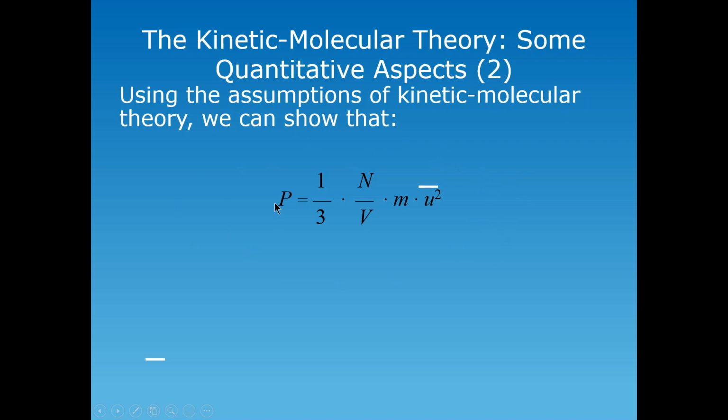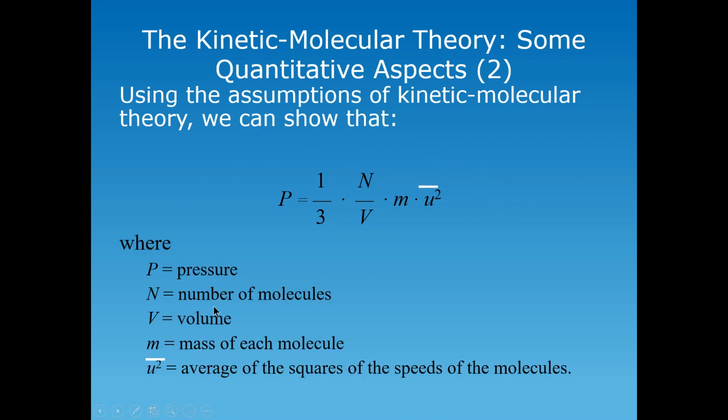The pressure of the gas will be equal to 1/3 times N over V times m times u squared bar. Now, N is the number of molecules, V would be the volume, m would be the mass of each molecule, and this here is a very important term, u squared with a bar above it. That's called the average of the squares of the speeds of the molecules, right?